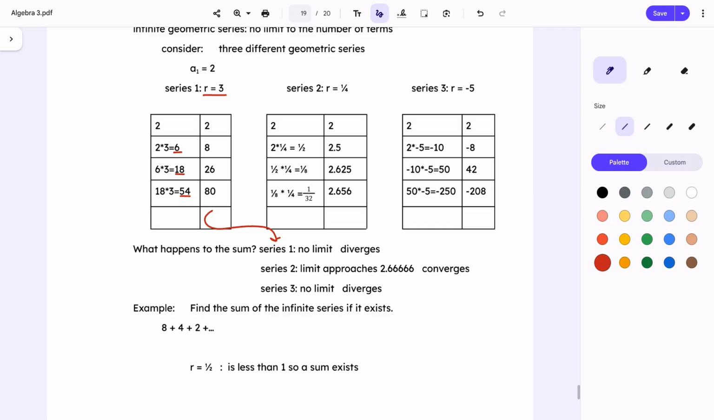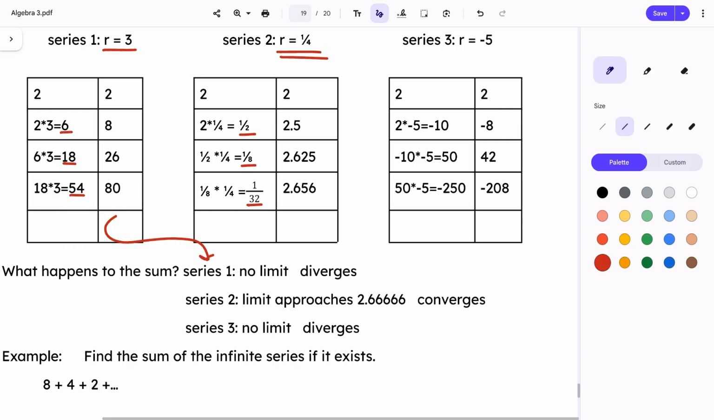The next one, we're still starting at 2, but this time my common ratio is a fourth. This is less than 1. So this means we're taking our numbers times a fourth. So we get a half, an eighth, and 1 over 32.